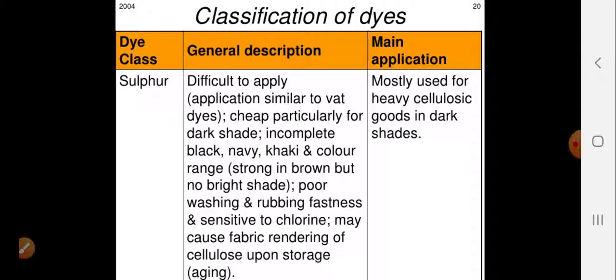May cause fabric tendering of cellulose upon storage. So if kept like that only, fabric tendering means the fabric will start to degrade. Main application is mostly for heavy cellulosic goods in dark shades.